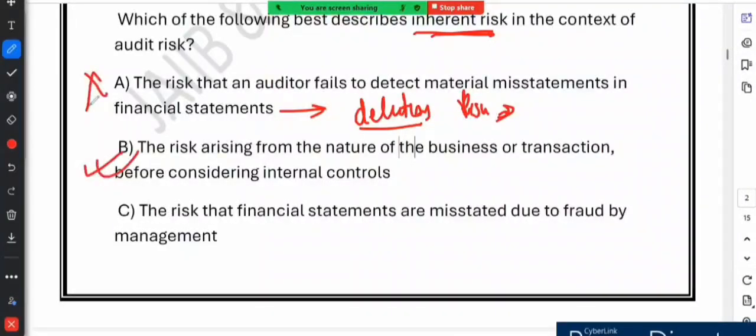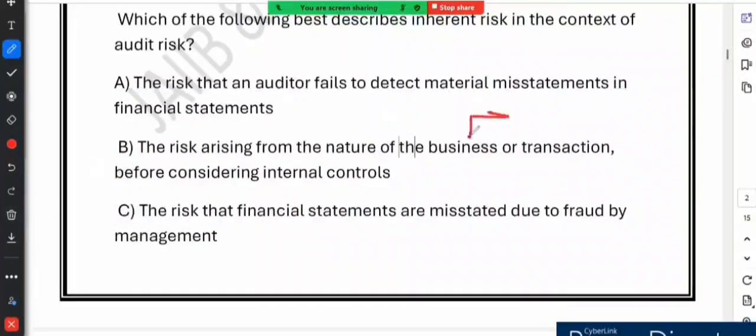Why? Because inherent risk is the natural risk. Remember, if we talk about the inherent risk, it is the kind of natural risk that comes with a business or transaction even before any internal controls are in place. So even before any internal controls are in place, if any risk arises from the business or transaction, this is called inherent risk.